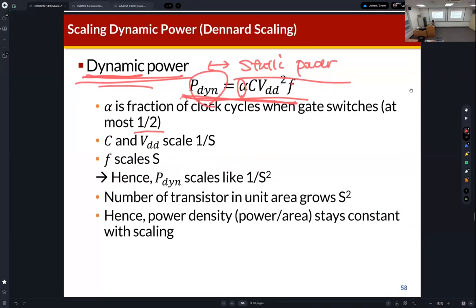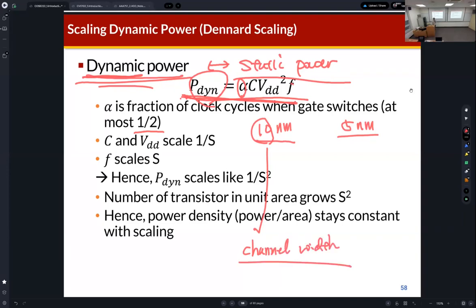Then we will focus on the impact of transistor scaling. I mentioned in the previous class 10 nanometer technology and then 5 nanometer technology. This number represents the size of the transistor, right? Do you remember? Actually, this number represents the channel width. If the semiconductor technology advances, this number is reduced, so 10 nanometer to 5 nanometer.